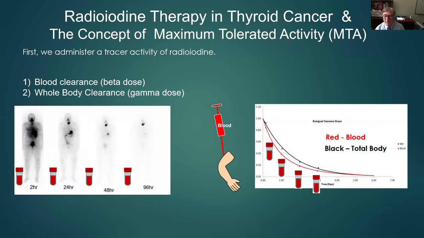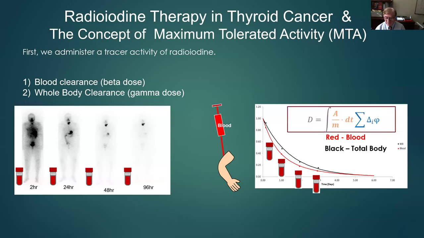Then we plot both blood activity as a function of time and total body counts as a function of time. These curves, when integrated, determine the area under the blood curve and the total body activity curve. And this tells us the total number of I131 decays in blood and in the body, that allows us to calculate the radiation dose contribution from non-penetrating beta particles and penetrating gamma rays.